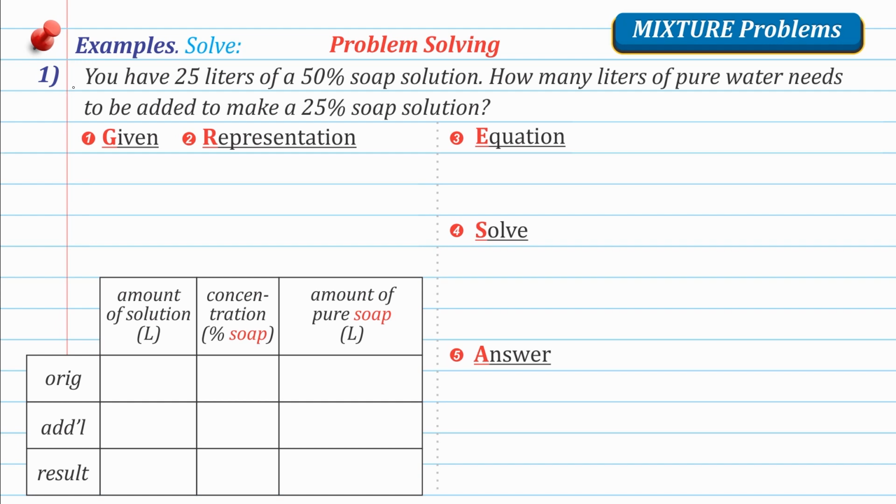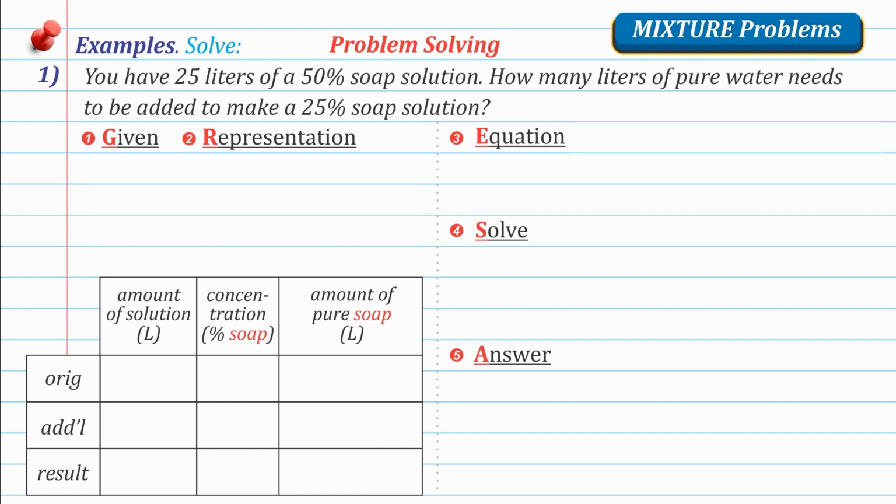Let's answer example number 1. Please follow as I read the problem. You have 25 liters of a 50% soap solution. Now, how many liters of pure water needs to be added to make a 25% salt solution? Now, of course, kailangan natin i-organize ang given, but let's try and visualize first. Now, we know, of course, that we should use GRESA or given representation equation solve and answer to be able to answer this ng mas maayos.